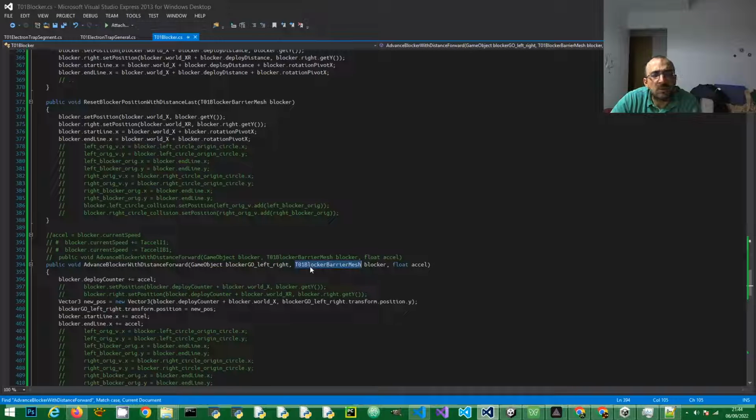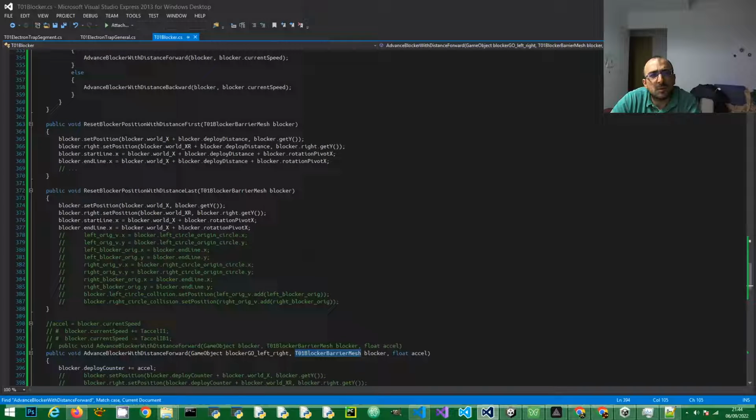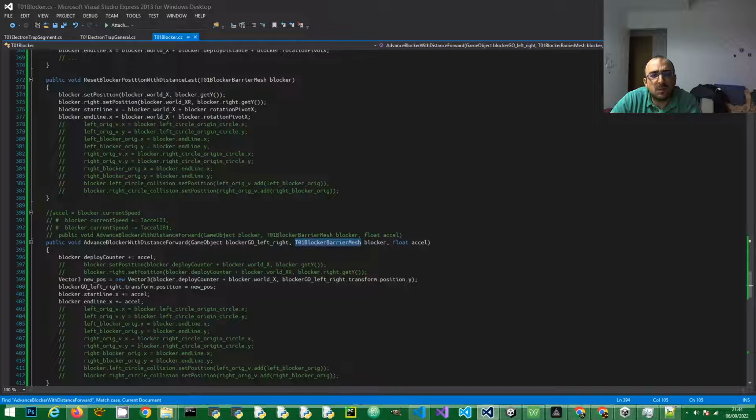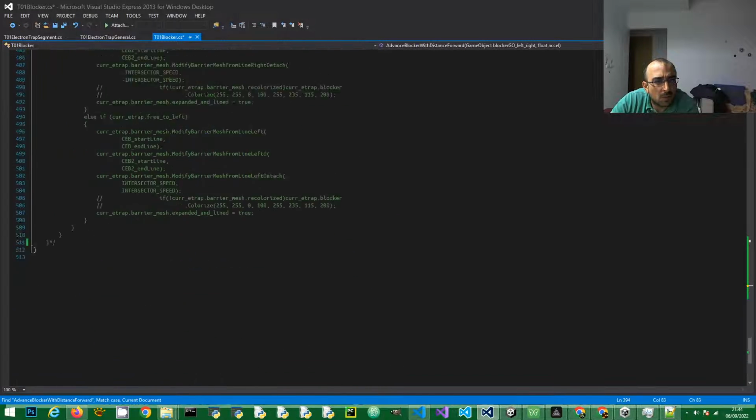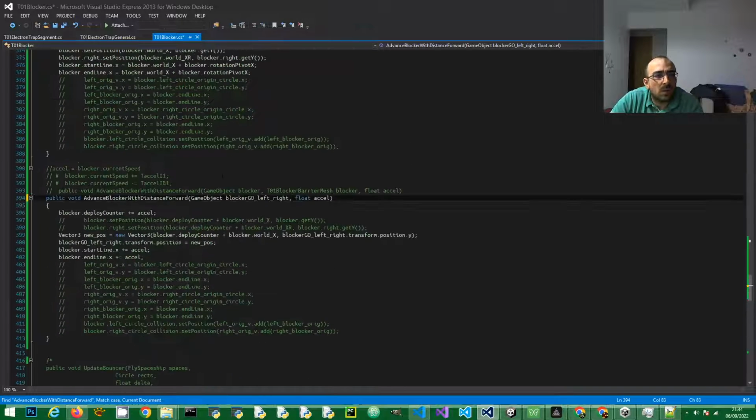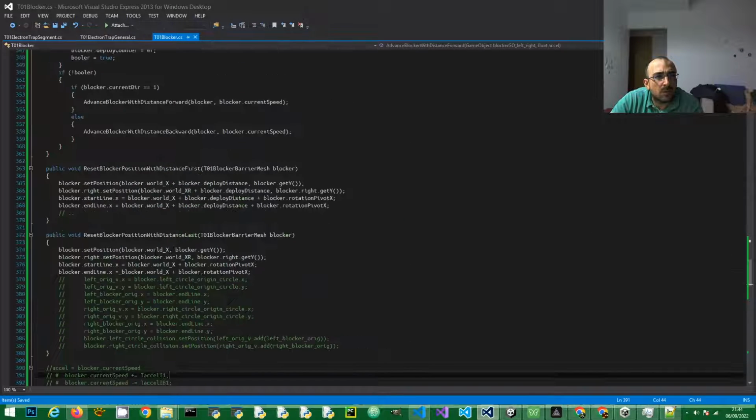Mesh. We don't need this mesh. Current speed. We don't need the mesh. We don't need the mesh. Okay. We don't need the mesh. Okay. Forward advance backward. Okay.